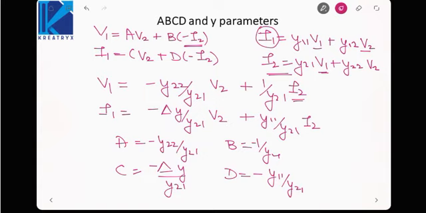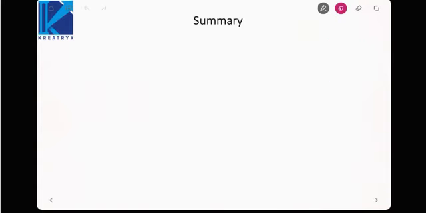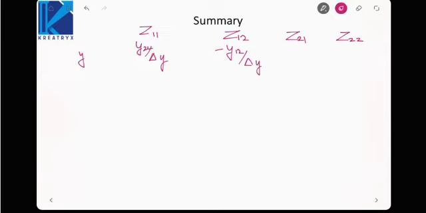So let us summarize the interconversion of parameters. First, let us express Z parameters Z11, Z12, Z21, Z22. In terms of Y, it will be Y22 by delta Y. Delta Y is determinant of the Y matrix. And then Z12 minus Y12 by delta Y. Z21 minus Y21 by delta Y. Z22 Y11 by delta Y.